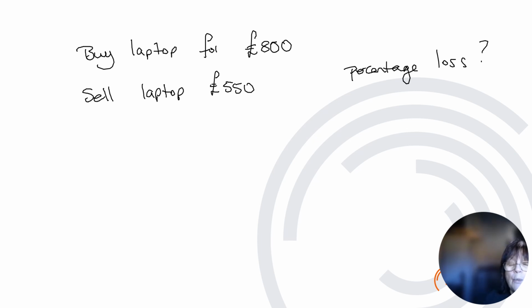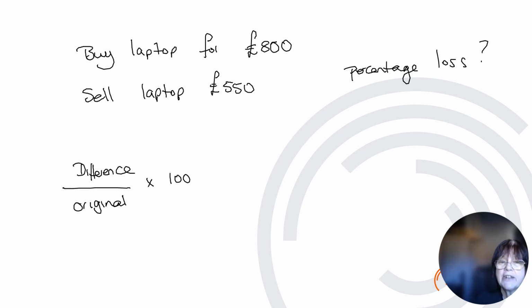So what we do when we do percentage change is we do the difference between the two numbers divided by the original and then times that by 100 to turn it into a percentage. So to explain what we've done, we have lost 800 minus 550. We bought it for 800, we've sold it for 550. So what we have lost is £250. That's the difference between the two numbers. If I divide that by where I started at £800.